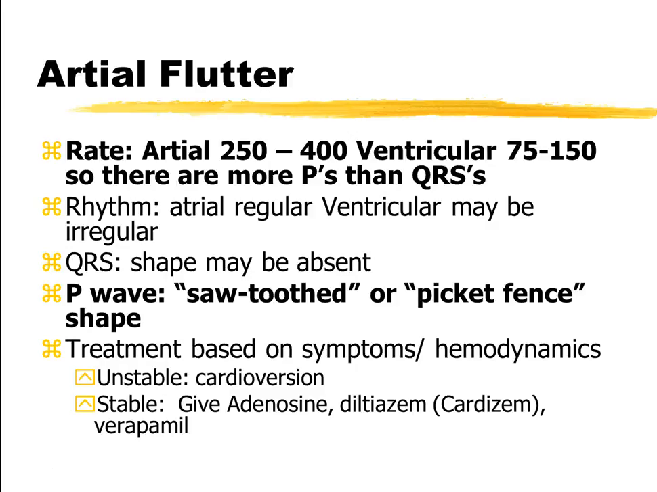Now, what's going to happen here? What their condition is going to be like: if their rate is slow and we don't have a great perfusion pattern going on, we will need to cardiovert them and get them back in line so that a P wave is in front of every QRS complex. If they are stable, we may give adenosine if it's fast. It just depends on what's going on with the patient.